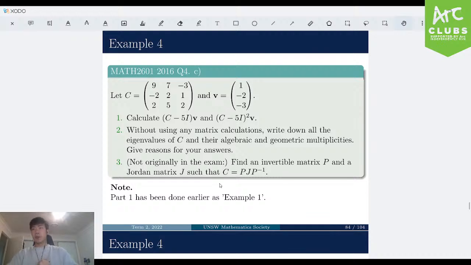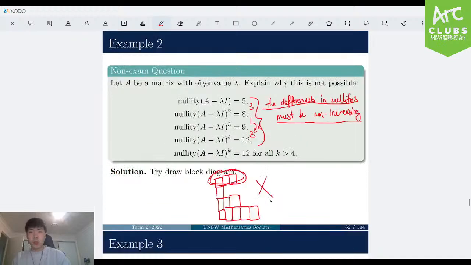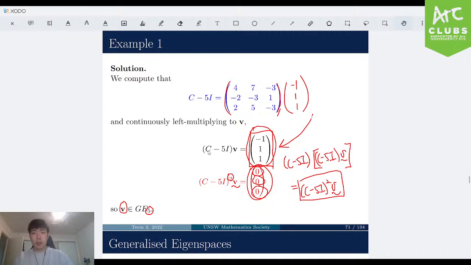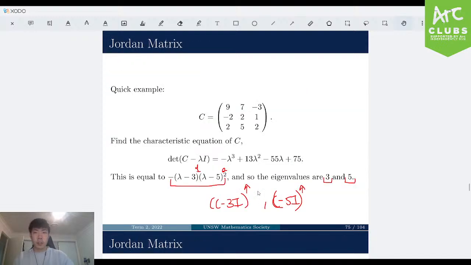Okay. Let's move on to example 4. Again, we're recycling the matrix C and the same vector V from before, which is why I said it was important to briefly recall what the matrix C and vector V are, because we'll be using them again here. In part 1, it says, calculate (C minus 5I)V and (C minus 5I) squared V. As you can see in the note, we have actually already done that as example 1, all the way back here. We have already computed these 2 things. It's going to be -1, 1, 1, and 0, 0, 0. Let's go back to our question.